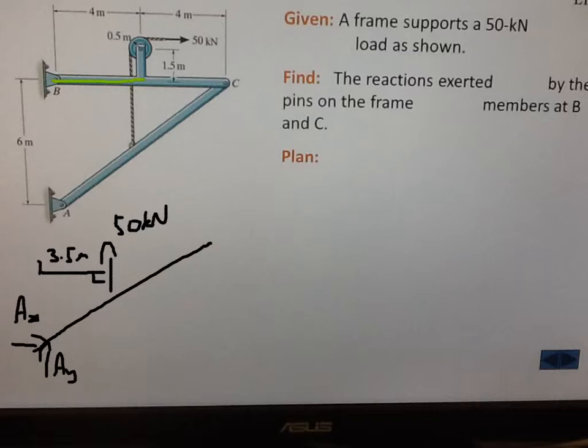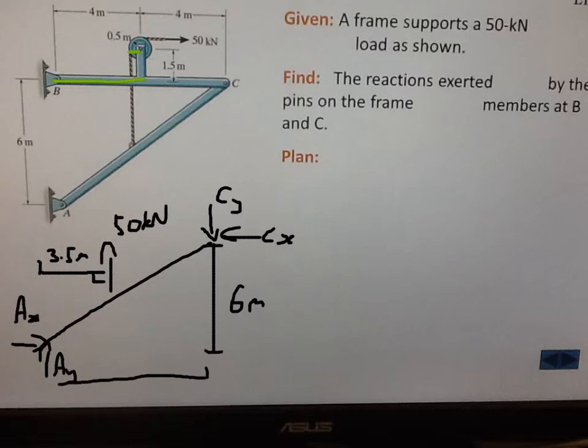The radius of the wheel is 0.5 metre. So we know that obviously this isn't to scale, but we know that the distance from the rope to the pin is 3.5 metres. We also know we've got forces at C, so they're going to balance, or try to balance the forces at A. So we've got a CY and a CX. We also know it's 6 metres there, and we know it's 8 metres along the bottom. So the first thing we can do is we're going to need some equations to try and solve.